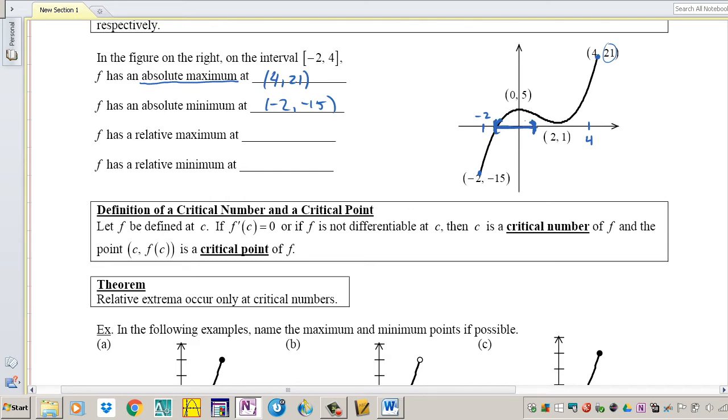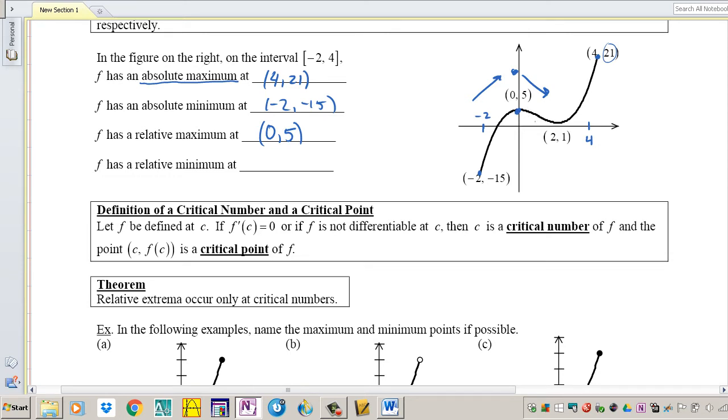And do I have a maximum containing this interval? Well, yes, I do. My relative maximum is 0, 5. So on some open interval, I have a maximum, and 0, 5 is my relative maximum because my graph goes from up to down. And at the highest point, I have a c value which is higher than any point around this interval.